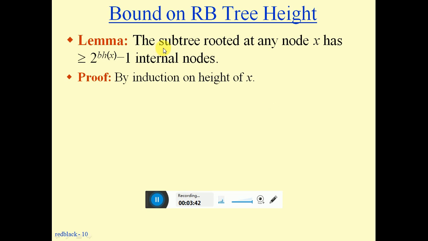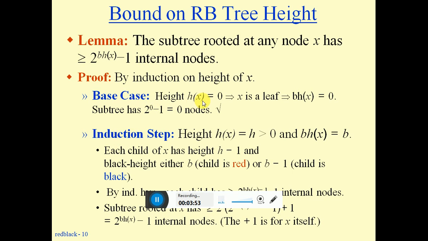Lemma: the subtree rooted at any node x has at least 2 to the power bh of x minus 1 internal nodes. The proof has a base case and an induction step. Base case: height of x equals 0, x is a leaf, bh of x equals 0, and the subtree has 2 to the power 0 minus 1 equals 0 internal nodes. Induction step: height h of x is greater than or equal to 0. Each child of x has height at most h minus 1 and black height either bh of x if the child is red, or bh of x minus 1 if the child is black.